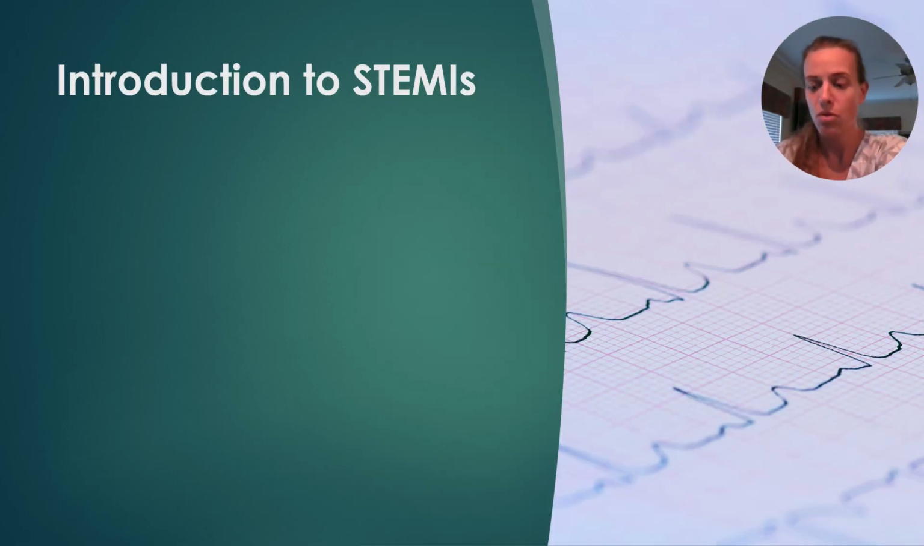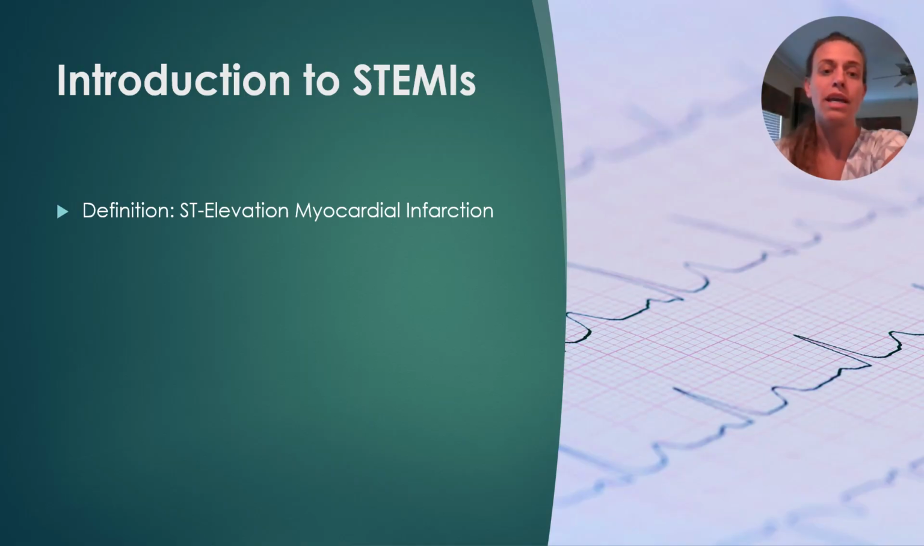So a STEMI, or as we call it, ST elevation myocardial infarction. It's amazing to think that we shorten that to STEMI. Why do we do that? Yep, it's a mouthful. And this is the most serious type of heart attack. It happens when a coronary artery is completely occluded. This usually happens because of plaque rupture and then a thrombus forms. This is when blood can't reach the heart muscle, and that muscle tissue starts to die within minutes.